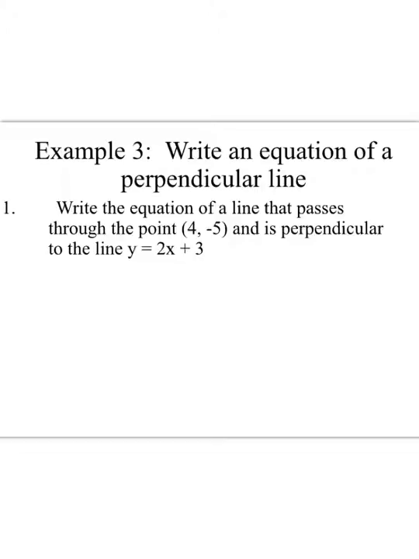So now we're going to write an equation of a perpendicular line. Remember that perpendicular lines have a negative reciprocal slope. So the given equation has a slope of 2. For me to write a perpendicular line, I need the negative reciprocal of 2. The negative reciprocal of 2 is negative 1/2. So I'm going to be using negative 1/2 as my slope value.